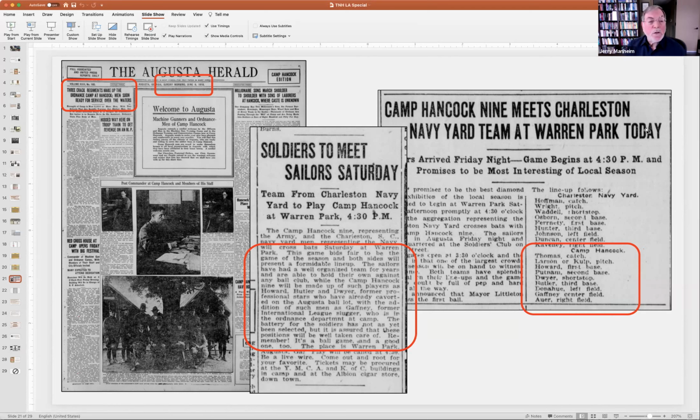And the full page on the right is from Sunday. This is the front page from a special issue. Now, this camp had been in existence for quite a while. It was built starting in 1917. We're halfway into 1918. This is a special issue focused on Camp Hancock. And welcome to Augusta, and a focus on the ordnance units up there in the upper left-hand corner.